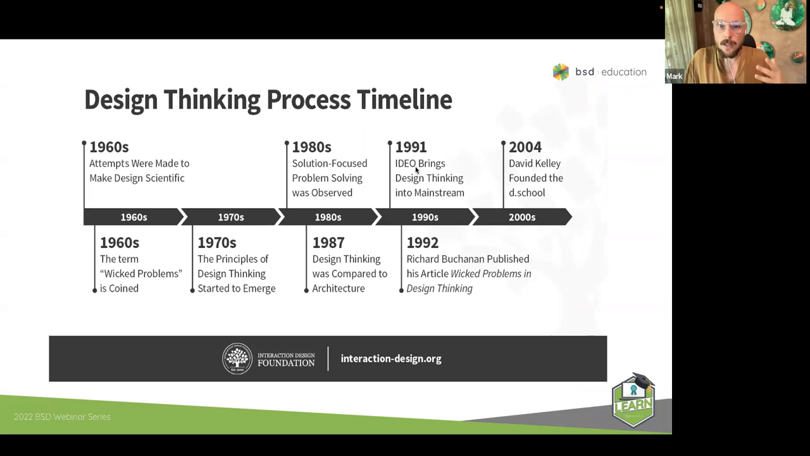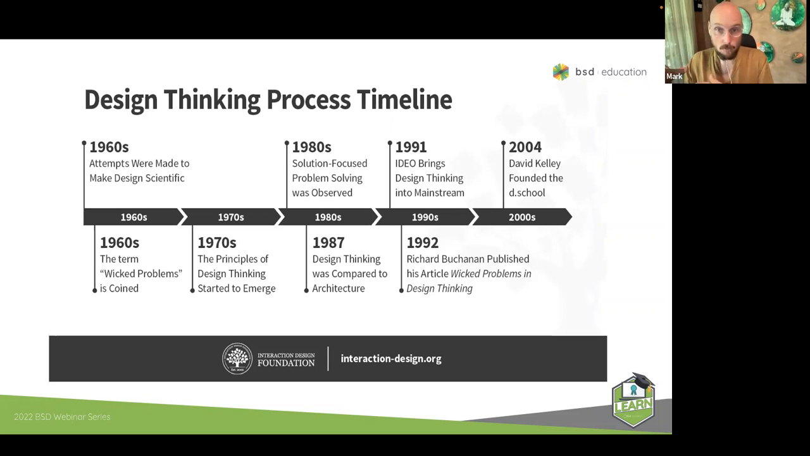But pretty much what we know about design came about from the 1990s. In 1991, it says here, the foundation IDEO brings design thinking into the mainstream. That's how I found out about design thinking, through IDEO. IDEO is a worldwide group of designers, and they have codified the design thinking method. But in 2004, the Stanford Design School was founded, which took the design thinking method and brought it into education. Before that, in the 90s, IDEO was using design thinking globally to bring it into the mainstream in the realm of industry.